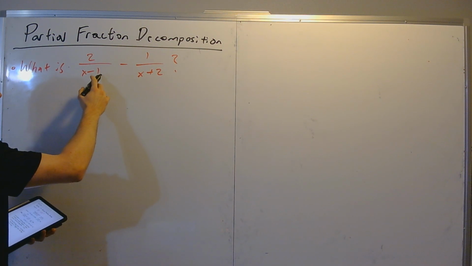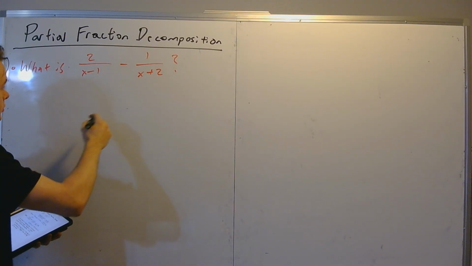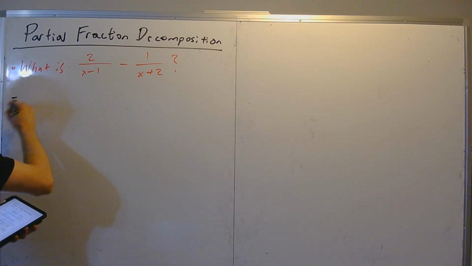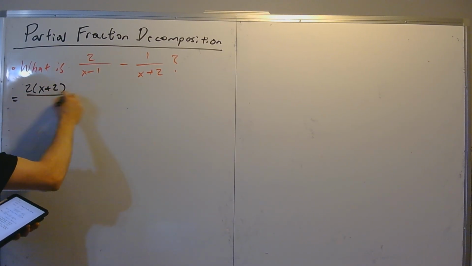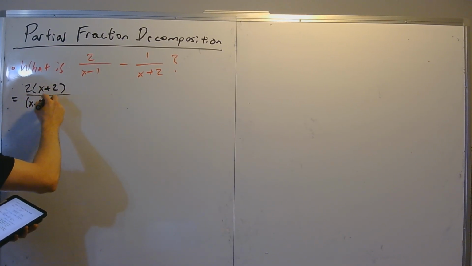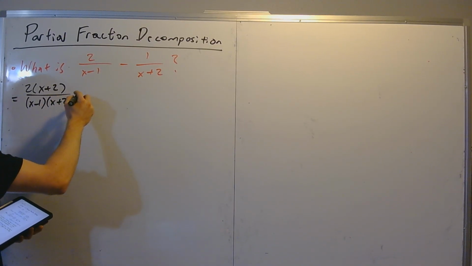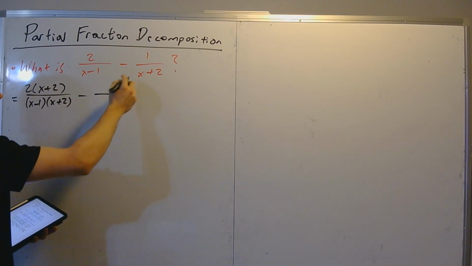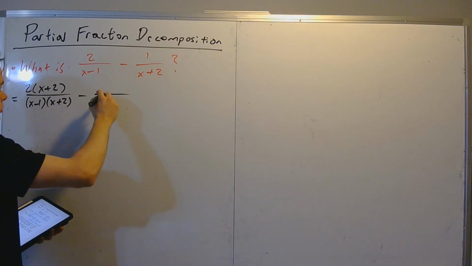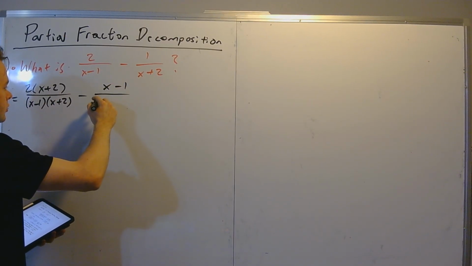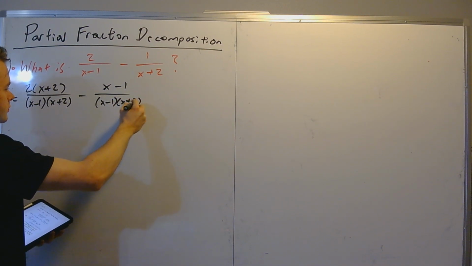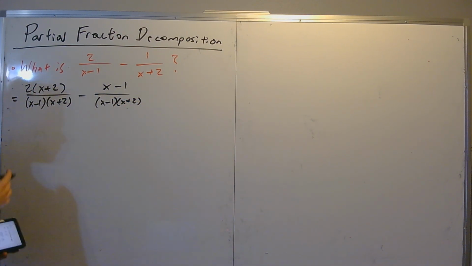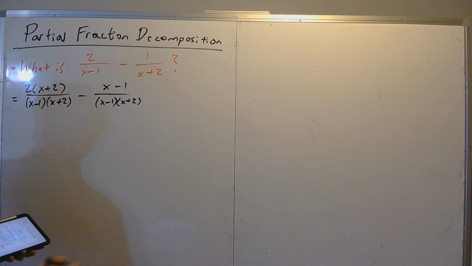So I'm going to multiply both sides of this by x plus 2 and both sides of this by x plus 1. So this is equal to 2 times x plus 2 over x minus 1 times x plus 2, minus, and then for this one, we're going to multiply both sides by x minus 1. So we're going to get x minus 1 over x minus 1 times x plus 2. Okay? And now they have the same denominator. That was our goal. So now we can combine the numerators.